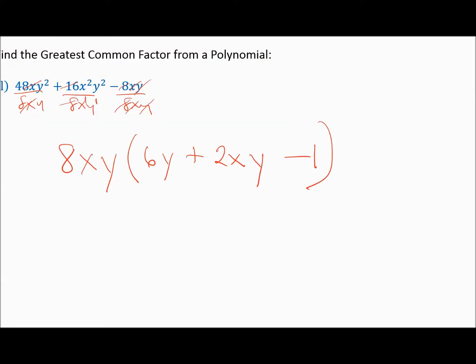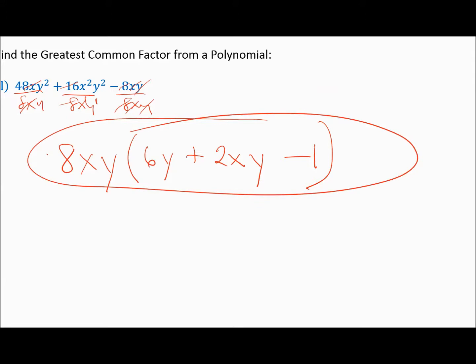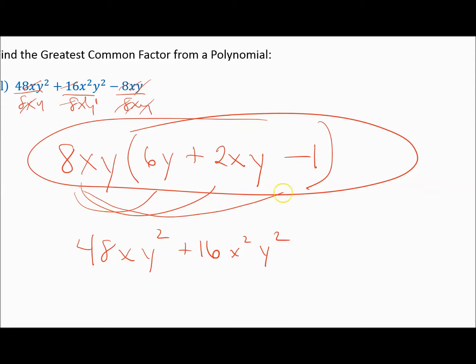Okay, so we're going to check our answer by distributing. Now our answer is here, and I'm going to check it by multiplying this inside here. So 8 times 6 is 48. X times x, oh, there's not an x here, so that just leaves me an x. Y times y is y squared. Then I'm going to do 8xy times 2xy. So that's going to be plus 8 times 2 is 16. X times x is x squared. Y times y is y squared. Then finally, 8xy times negative 1 will be negative 8xy. And you compare that to the original problem. Look up there. It's exactly the same thing. So we know that this is the right answer.